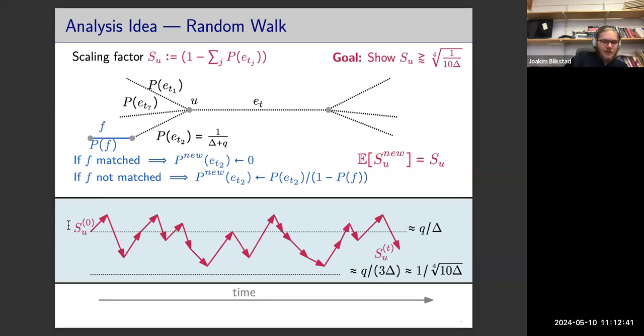So we want to show some concentration properties. Usually, to show concentration properties, we have to look at the number of steps we take, the size of the steps, some kind of variance of the steps, and things like this. And since we assume that all the p-values were not only smaller than 1, but much smaller than 1, roughly 1 over root delta, these steps are not too large. When something is set to 0, we don't go 1 in the step, we go 1 over root delta in the step. And same here, the scaling factor is very close to 1. So the steps are kind of small.